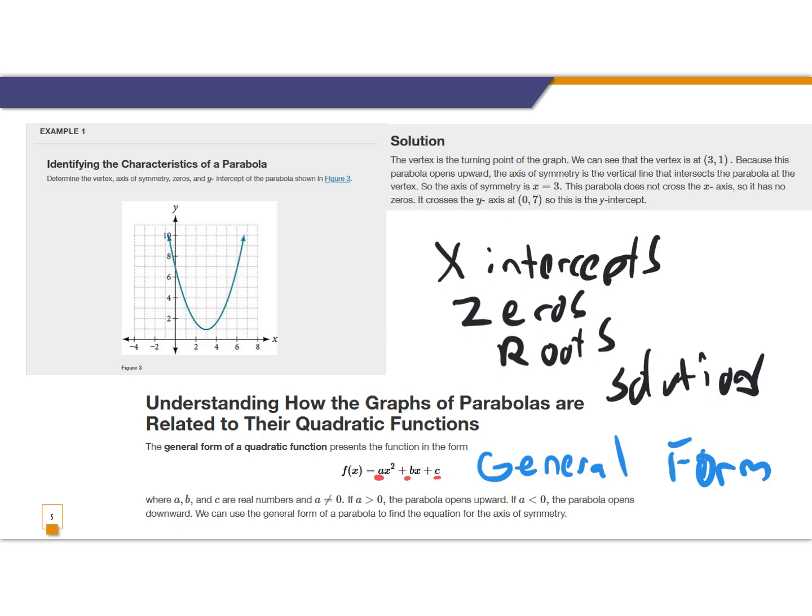I'll just write that out because it sounds like fun. 0, comma, c is the y-intercept. I know they didn't say that there, but we're looking at this thing, so may as well talk about it.